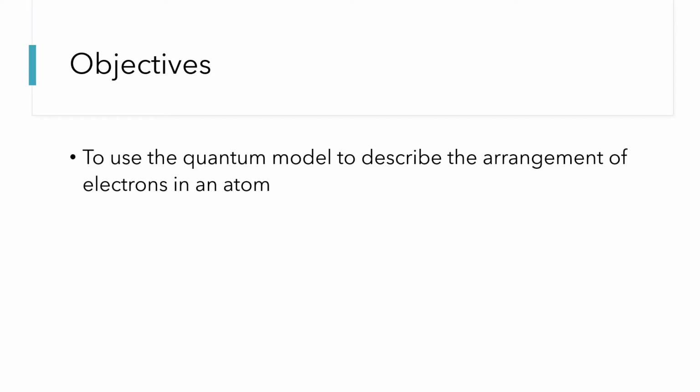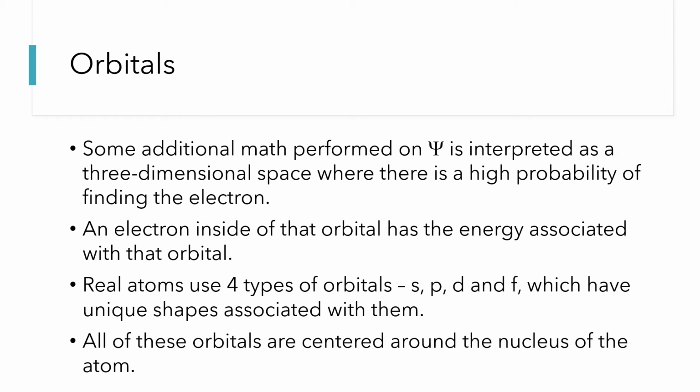The reason we would like to describe this arrangement of electrons in an atom is because the electrons determine an atom's chemistry. So if we can have a good description of the electrons in an atom, we can make some good predictions about the chemistry, what sort of bonds an atom would like to form, and what sort of chemical reactions it's likely to undergo.